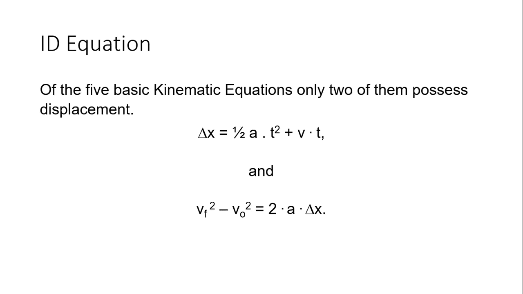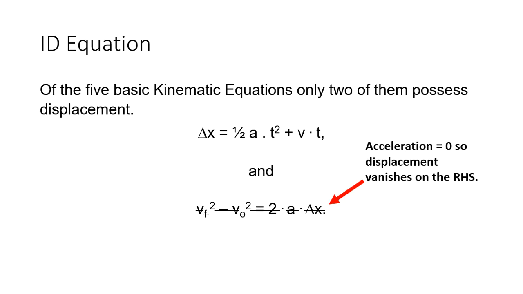Okay, IE equation. Of the 5 basic kinematics equations, only 2 of them possess displacement. Okay, so the displacement is 1/2 acceleration times time squared, plus the speed in that particular direction times time, or final velocity squared minus initial velocity squared equals 2 times the acceleration times the displacement. We'll note that the acceleration is 0. So in this particular case, the acceleration is 0 is going to make the displacement vanish on the right-hand side. This one's not usable. Okay, so we're only left with one equation.